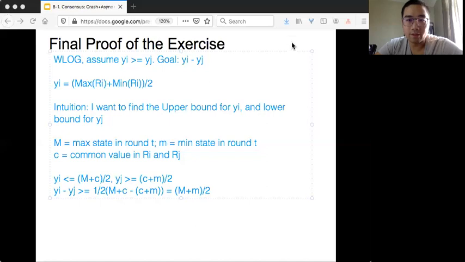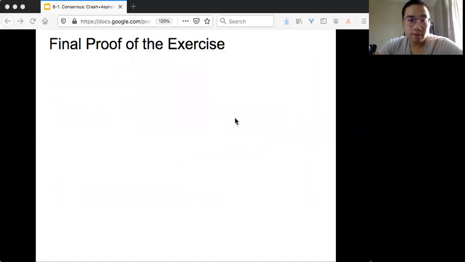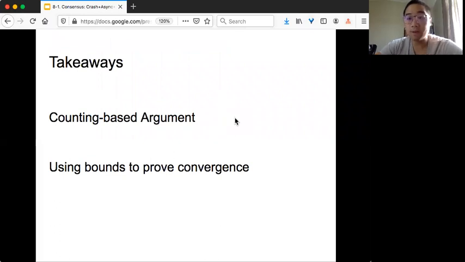And let me clean the drawing. Good. So we have completed the proof for approximate agreement, and we proved two things. The first one is the claim. We used a counting-based argument. We drew the figure, we have two circles, and those are bounded by n. Then you just move things around, and you can prove it. The next one is that we proved the bound on yi minus yj. For that, you want to get an upper bound for one value and a lower bound for the other value. The key is to use this c, the common value inside, so later on you can cancel them out.